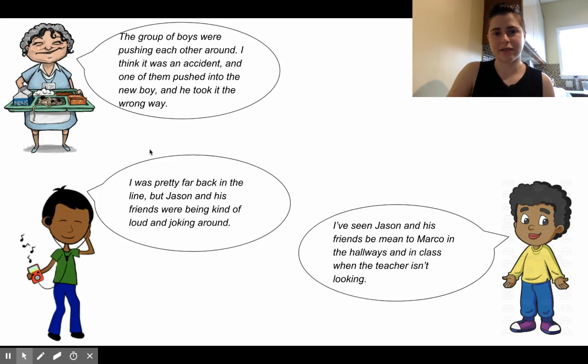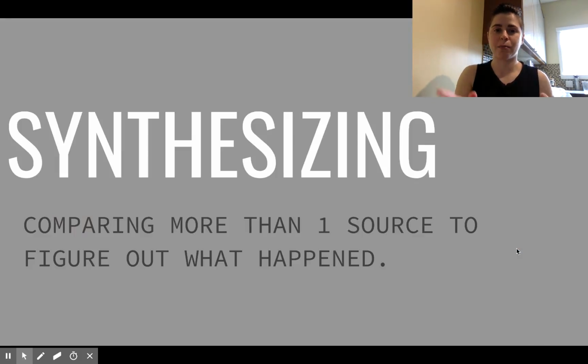So you might talk to the cafeteria lady, you might talk to a student who was there in line, you might talk to a student who's seen the other two students together but who wasn't there at the fight. And you want to put them together, compare more than one source to figure out what happened. That is the definition of synthesizing.